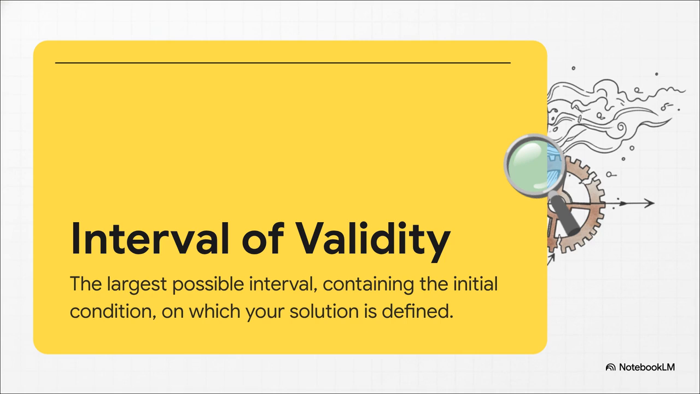Now, the two super important parts here are that it has to be the largest possible interval, and this is non-negotiable. It absolutely must contain your initial condition. That starting point, your t0, that's your anchor for this whole process.